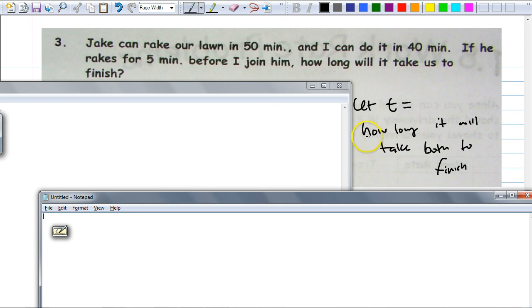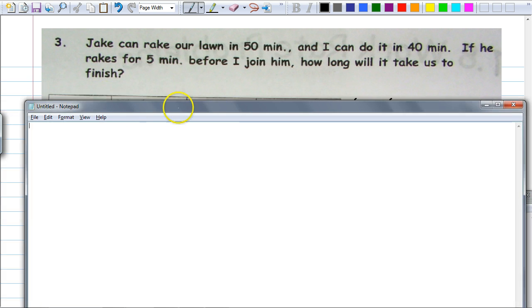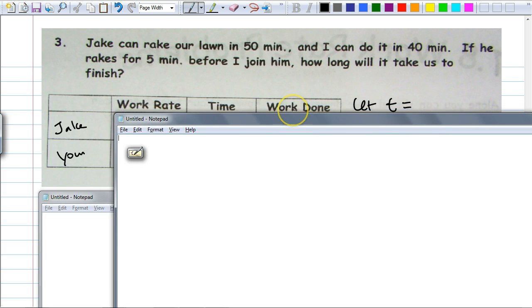So let T be how long it will take both to finish. So what are you going to write down for the work rate for Jake? Jake could do the whole job, which is 100% of the job, which means 1, in 50 minutes. What is going to be our work rate? It's going to be very similar to last time. Everybody think about this, go ahead and fill it out. Can you all fill out the work rate for yourself? I'll wait. Try it.